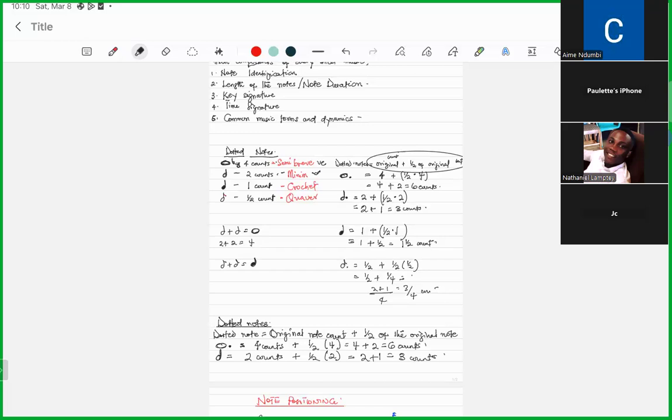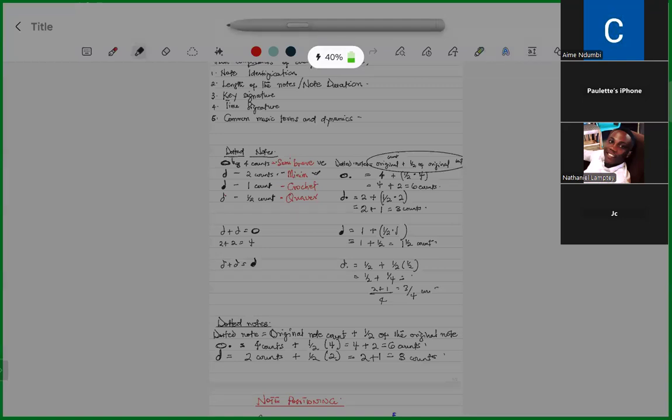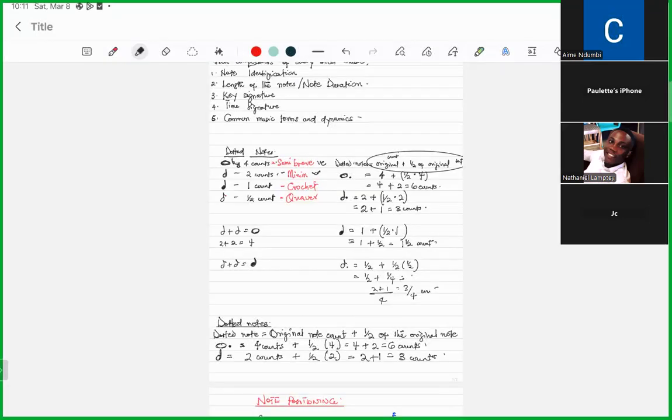So we moved on to the dotted notes because I think 70% of music has this dotted note, so we have to understand what a dotted note is. We said when a dot is added to a note, it adds half of the value of the note. So when you have a semibreve, which is 4 counts, and you add half of the 4 counts, which is 2, so 4 plus 2 becomes 6. So you can see the calculation on the right hand side.